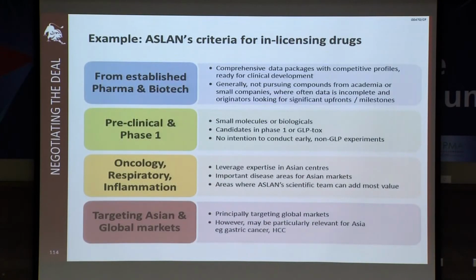So here's an example from ASLAN. Actually, this is from many years back. Our strategy has evolved a little bit since then. But this is what we were looking for in ASLAN about 5 years ago, 5-6 years ago when we started the company. We were trying to in-license drugs from pharma and biotech companies that were preclinical and phase 1, because any later and they're too expensive, any earlier and it's too far away from market. We were mainly focusing on oncology, respiratory, and inflammation, and targeting Asian and global markets. So this gave us a set of criteria that we could use to hopefully identify some good opportunities.